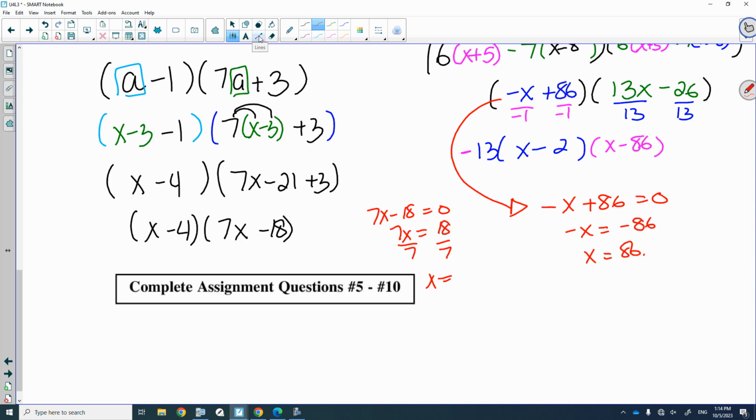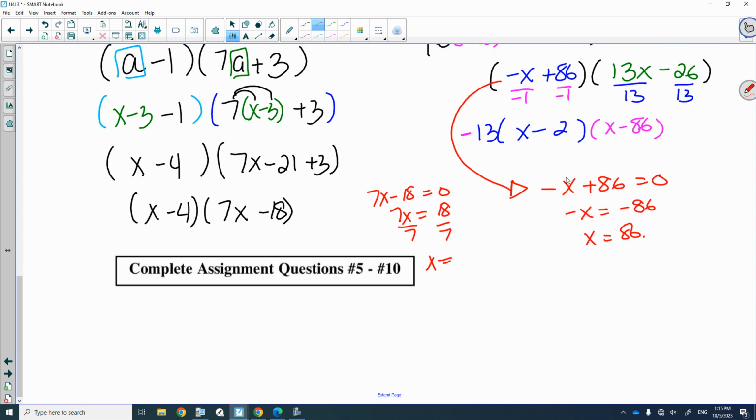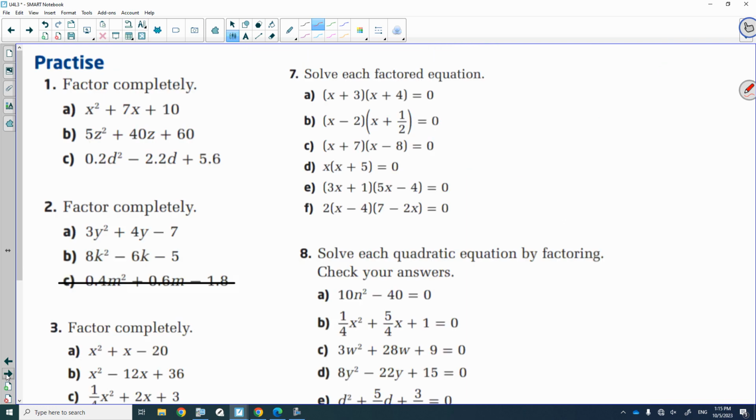Did I make a mistake somewhere? No, it's times, right? So anytime you factor GCFs out, these are all being multiplied together, so it's 13 times negative 1 is really what it would be. Okay, I'm going to give you some practice, and then we're going to go through the exam.